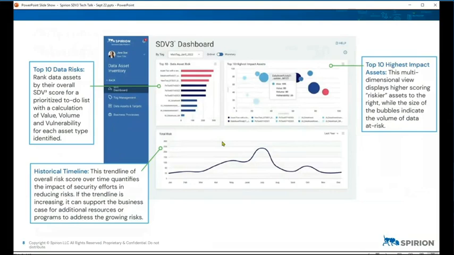And on the bottom, we have that historical timeline. Are you better? Do you have less risk in the organization than you did the day before? So you can look at that and see that trend over time. So that was the target.